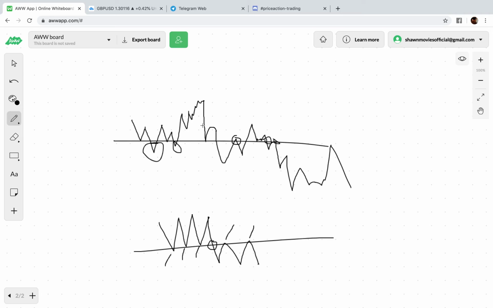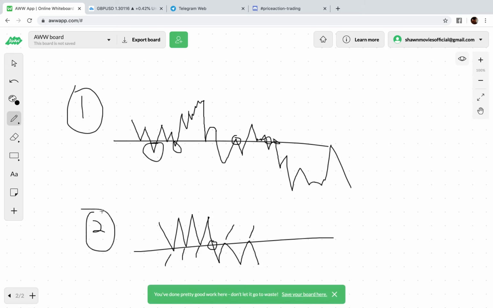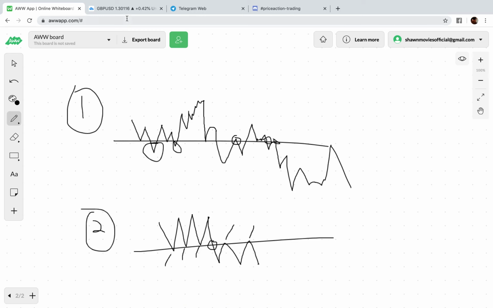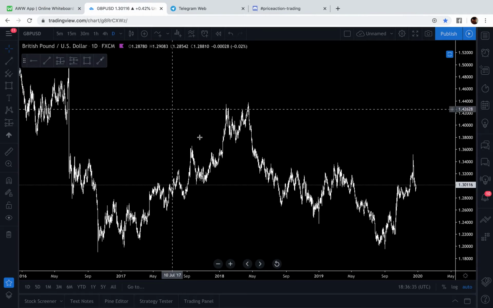These are not the ones you want to trade. So let's look at a bad way to draw these levels, and then we'll look at a good way. So on the charts, let's go over here and look at the bad ways to draw them.